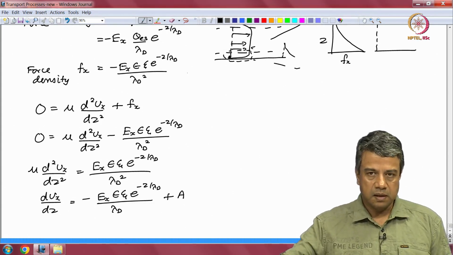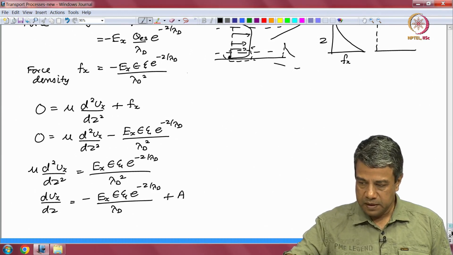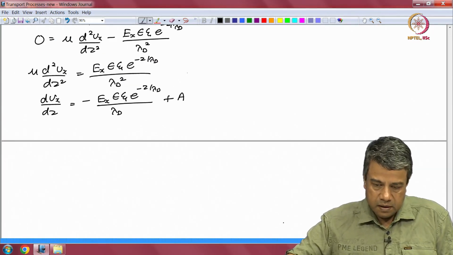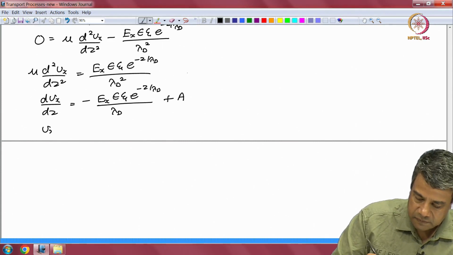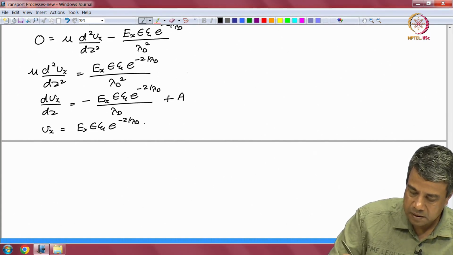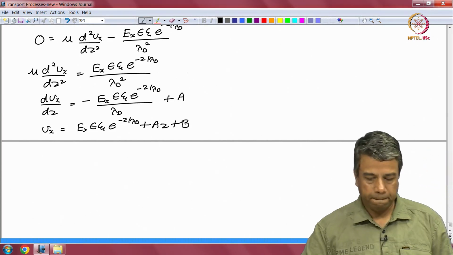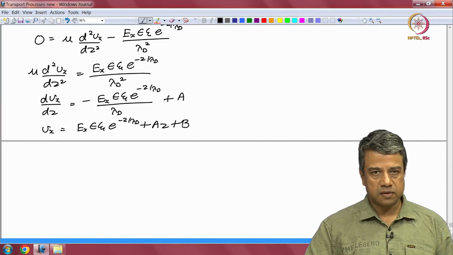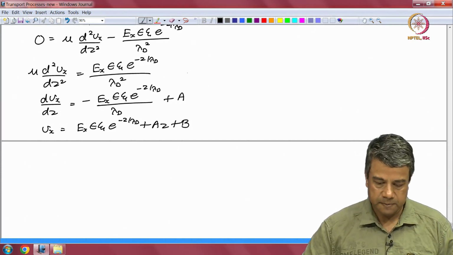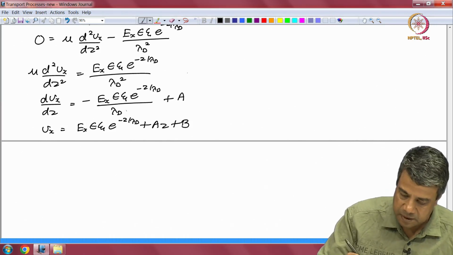I take one integral, I will get a factor of lambda d above. If I take a second integral, I will get V x is equal to E x epsilon zeta e power minus z by lambda d plus A z plus B. So, this is the solution for the velocity field. I have to divide by mu here.